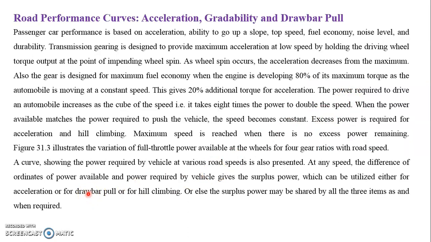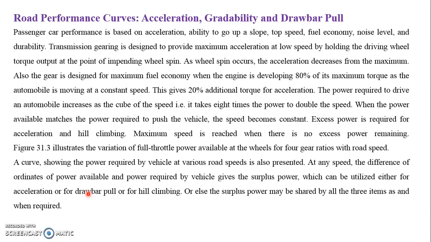Next, the road performance curves. What are the different parameters for road performance? They are acceleration, gradability, and drawbar pull. Passenger car performance is based on acceleration, ability to go up a slope, which is gradability, top speed, fuel economy, noise level, durability, as well as drawbar pull, which is how much excess weight the vehicle can pull. So there are a number of parameters.